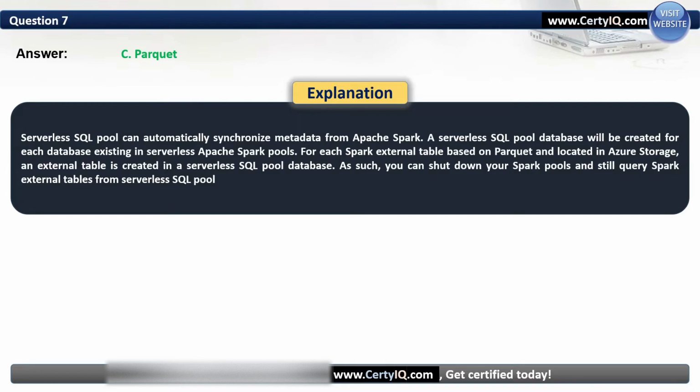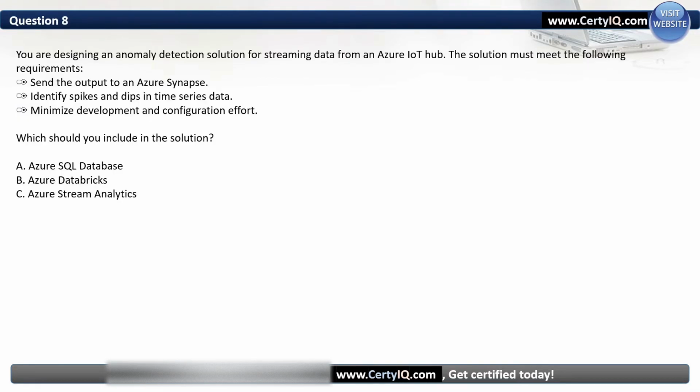For each Spark external table based on Parquet and located in Azure Storage, an external table is created in a serverless SQL pool database. As such, you can shut down your Spark pools and still query Spark external tables from serverless SQL pool. Question 8.